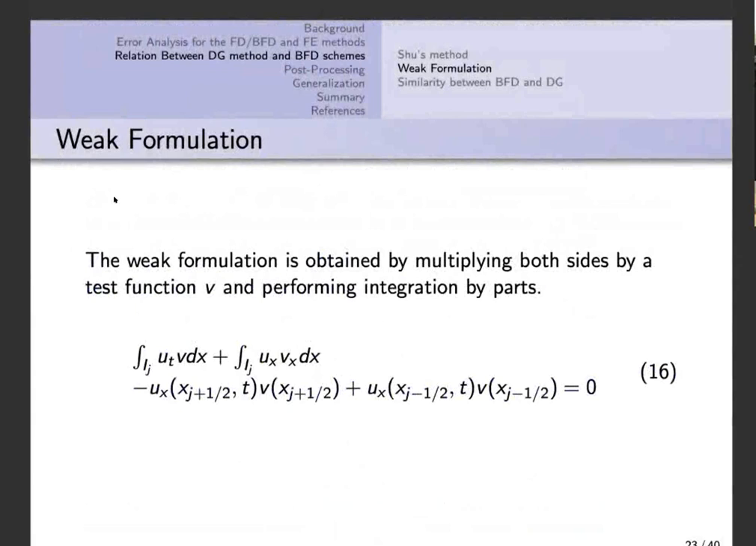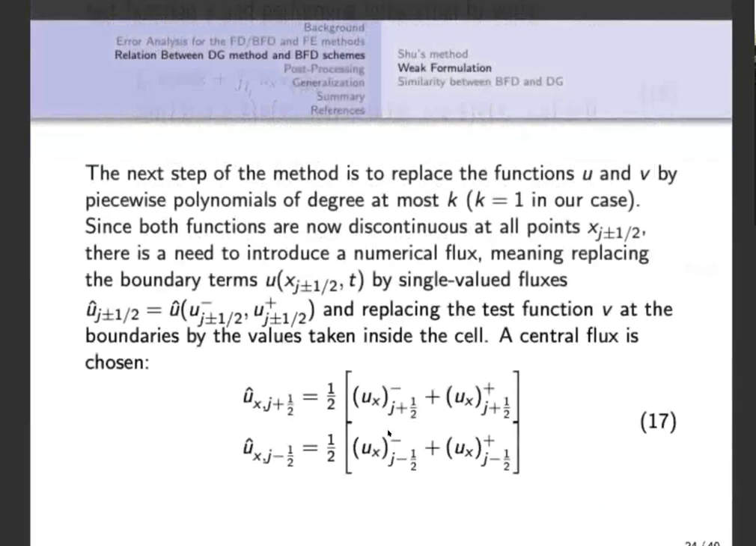The scheme is built as a standard finite element scheme. We build a weak formulation, which is obtained by multiplying both sides of the equation by a test function v and performing integration by parts. So this is the first phase of the construction of the scheme. Unfortunately, this is not stable, so we'll need to add other terms. The next step of the method is to replace the functions u and v by piecewise polynomials of degree at most k. K is 1 in our case.